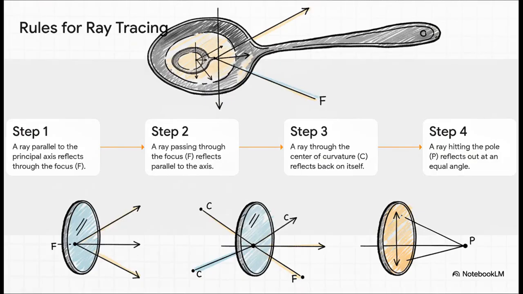So how can we possibly predict what's going to happen? Well, physicists have a clever trick called ray tracing. It sounds complicated, but it's not. They just follow a few very simple, predictable paths that light rays always take. You can see the rules here, and wherever those reflected rays cross paths, bam! That's where the image appears. It's like drawing a map for light.